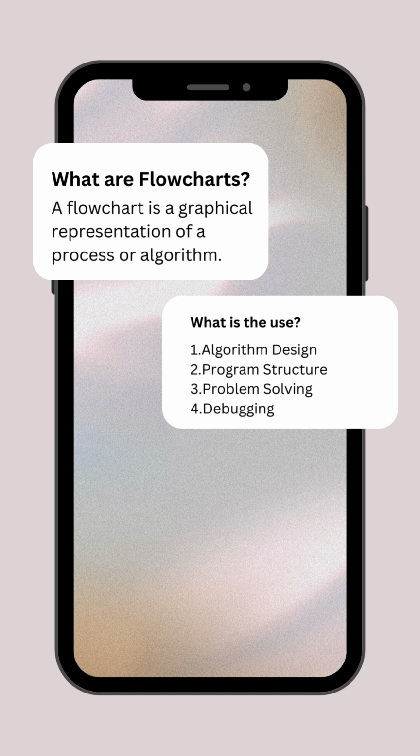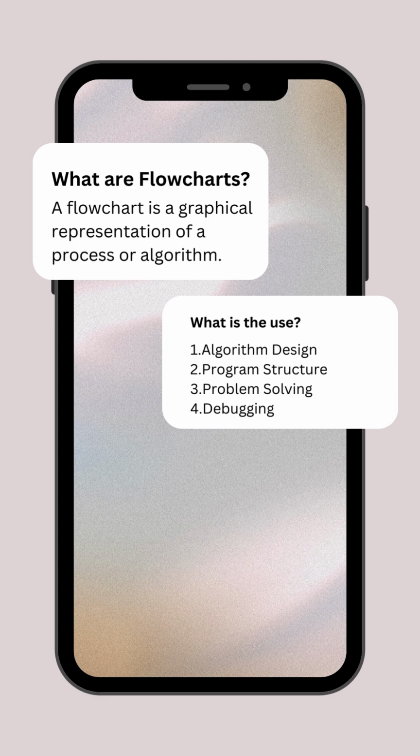So what is the use of flowcharts? We use flowcharts for algorithm design. Whenever we try to provide a high level overview of the logic or flow of a program, it helps make it easier to understand and plan the implementation. Then we have program structure. It helps us organize and structure the overall program, with topics like actions, loops, and decision making, making it easier for programmers to follow the logic.